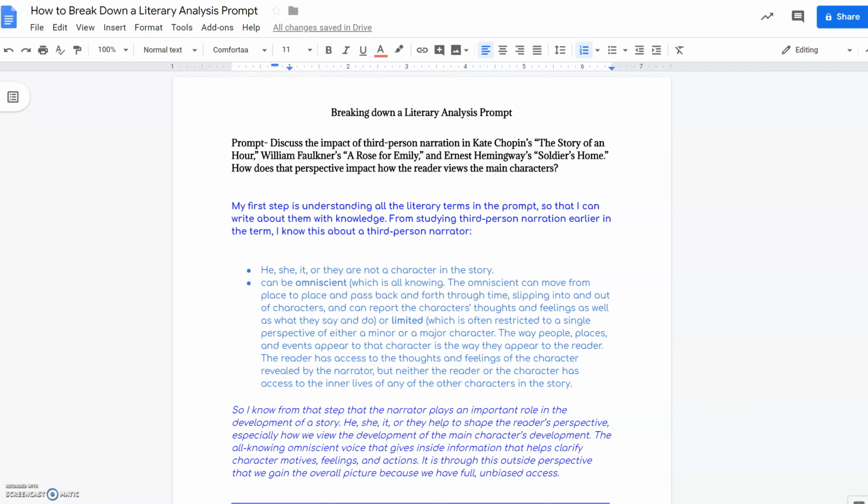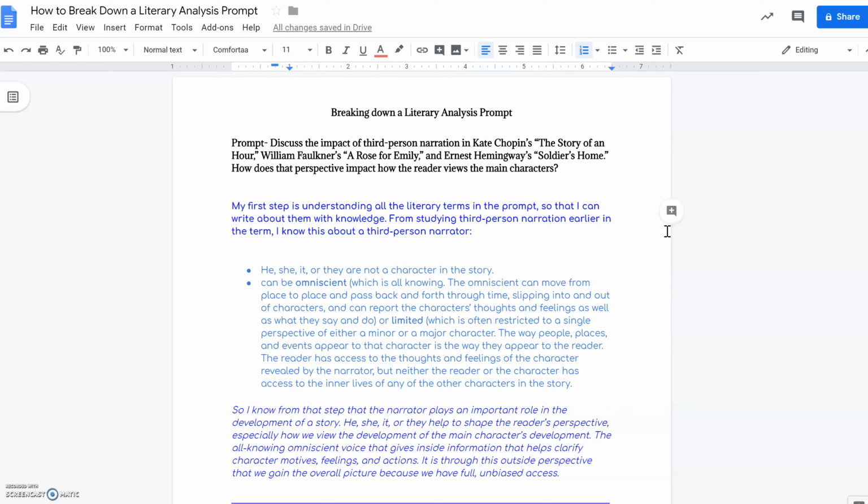Okay, so the first step is for you to understand all the literary terms in the prompt. Okay, it's literary analysis, so I know I've got to be able to understand what the literary terms are asking me to do. So I have to know what they are in order for me to be able to write with them from any knowledge standpoint. So we studied third-person narration earlier in the term when we did a screencast and notes on point of view and the influence of the narrator, the role of the narrator in a story.